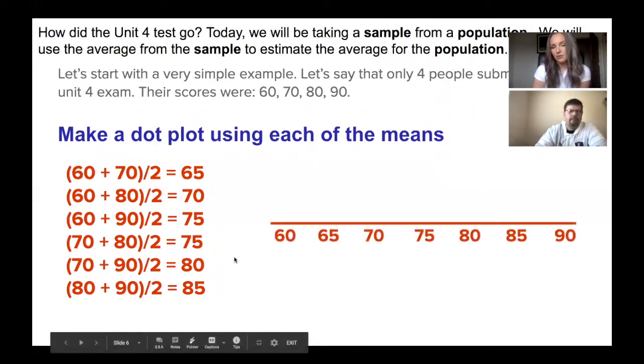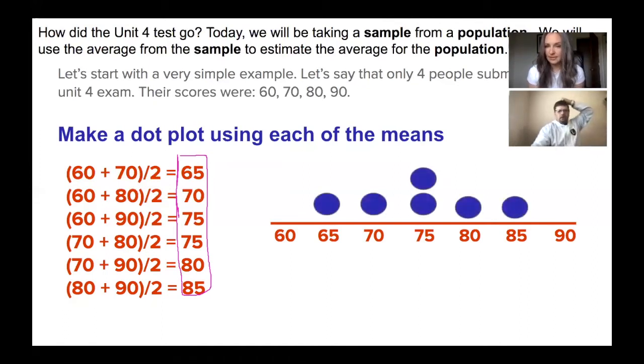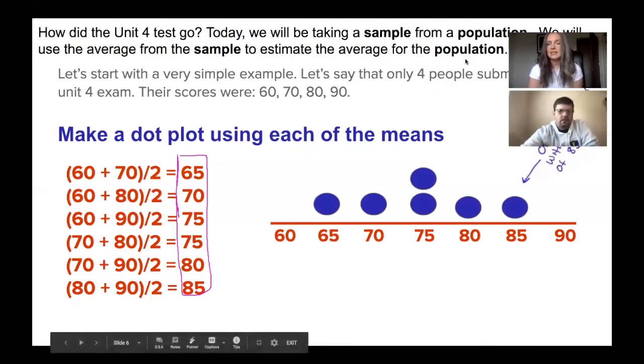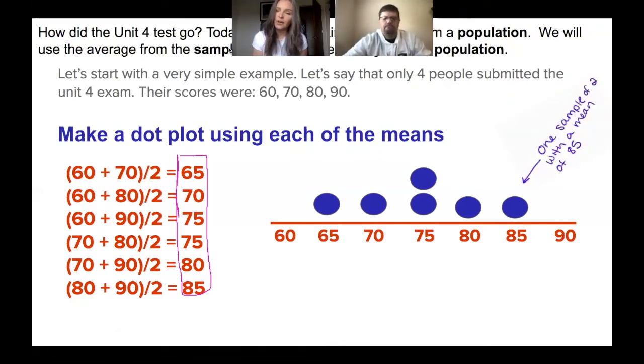Okay. So did I have to expand my bar graph? No. Still from 60 to 90. I plot all those points. Okay. Now I have more dots. A single dot here is going to be representing one sample of 2 with a mean of, in this case, 85. Okay, so a single dot now isn't a test. A single dot is the average of 2 tests. Does that make sense? It does to me. Okay. So this guy right here is that guy right there.